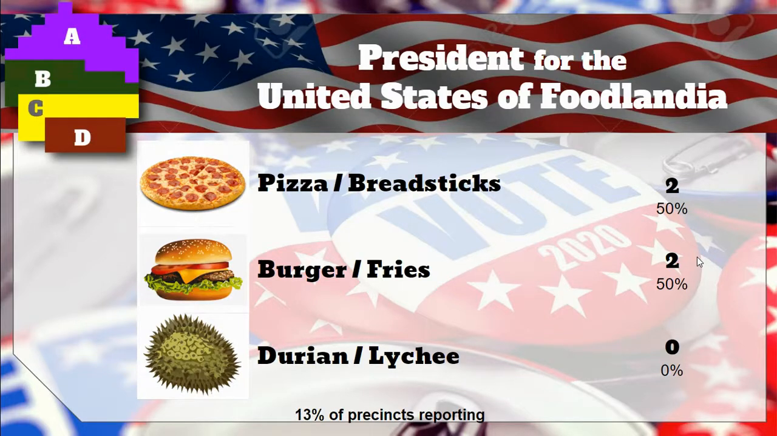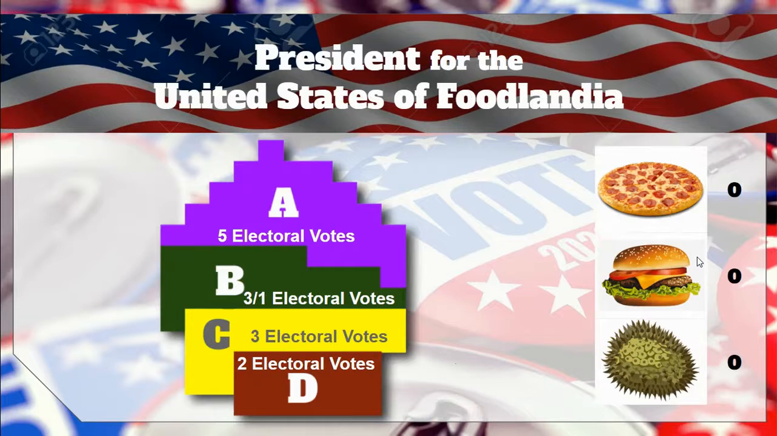So nationally, when we take a look at the numbers, it looks like it's exactly what the state of D is right now. It is 2-2 with pizza breadsticks and burger fries being tied up. Durian not quite on the board yet. That's only 13% of total precincts reporting, so we've got a long way to go before we have a clear-cut winner. Of course, this is just the popular vote, and what we're really interested in is the electoral college. And as of right now, since no one has won a state, we don't have any electoral votes to award.